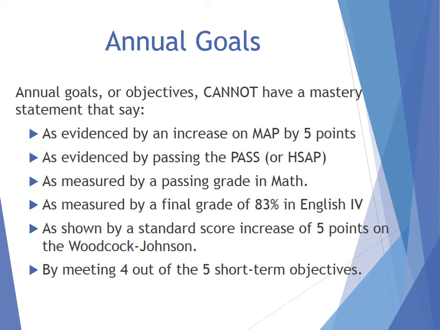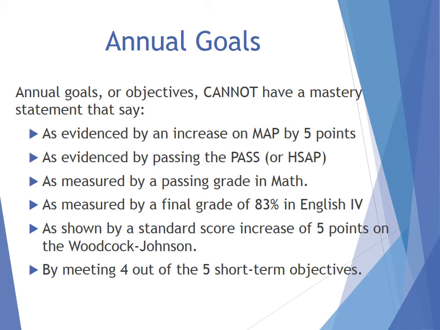Annual goals or objectives cannot have mastery statements that say things like, as evidenced by an increase in MAP by 5 points, or as measured by passing a passing grade in math, or as measured by a final grade of 83% in English. Or another example would be as shown by a standard score increase of 5 points on the Woodcock-Johnson, or by meeting 4 out of 5 of the short-term objectives.